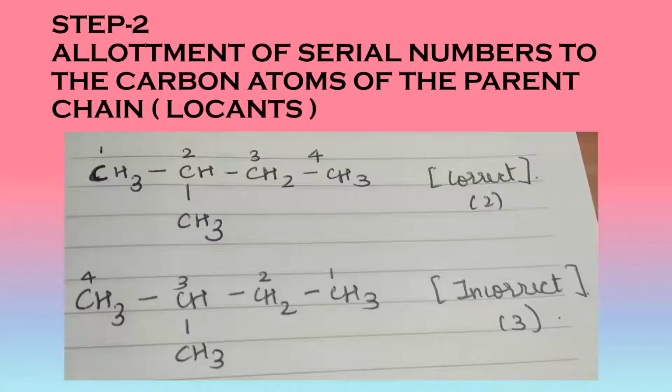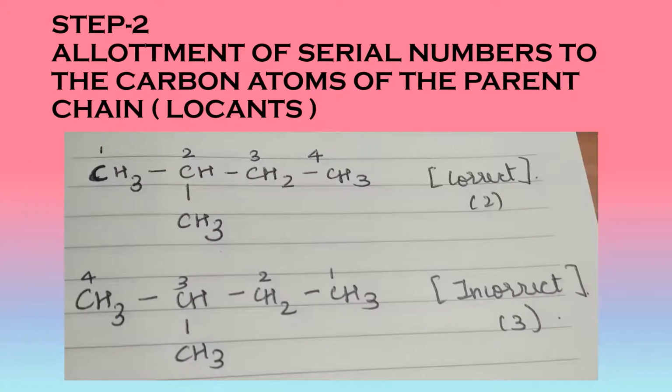The second and most important step is the allotment of serial numbers to the carbon atoms of the parent chain. That is nothing but the allotment of the locants. The allotment of the serial numbers is done in such a way that the carbon atom that has a substituent attached to it gets the least number of locant. So that means it has the least number given to it.